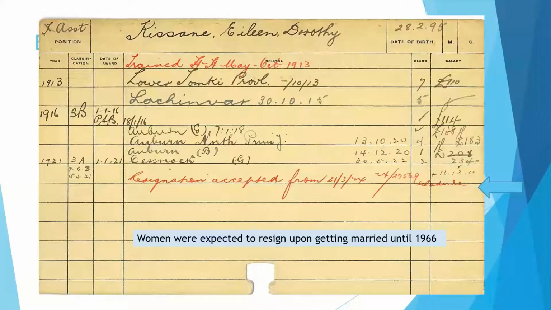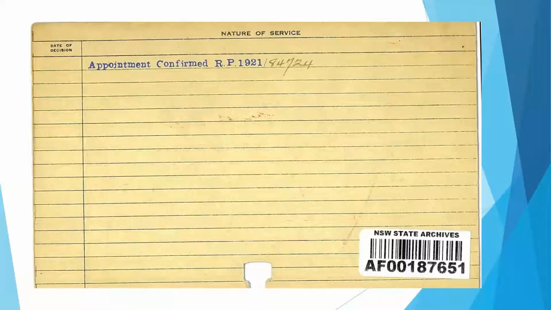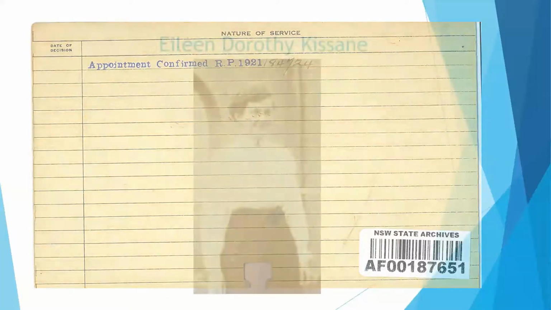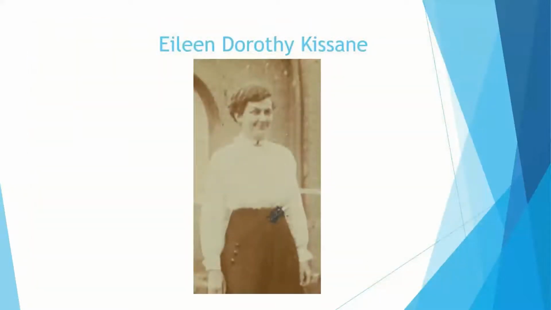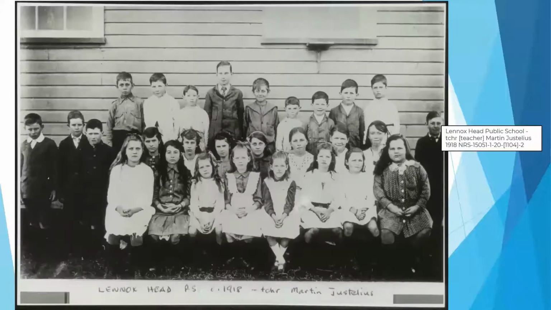And the thing to keep in mind is that women were expected to resign upon getting married, until 1966. So it was an era, a 1960s issue that they corrected that unfairness. If you're ever curious on that subject, there were several acts of parliament, essentially boiling down to the thought that women were taking men's jobs. I kid you not, I'll let you do the research on that element if you want to. All gone by 1966. Appointment confirmed in 1921 on the back side of the card. And so we say goodbye to Eileen Dorothy Cassane, and we say hello to Martin Justilius.